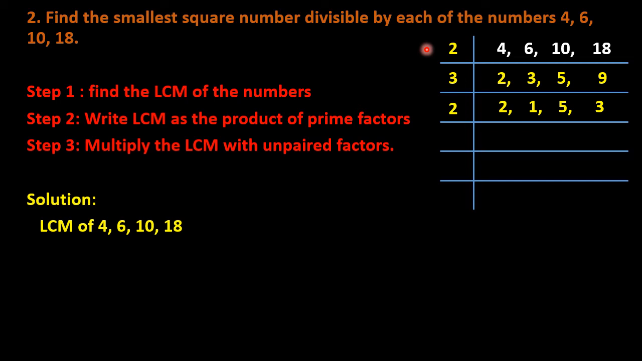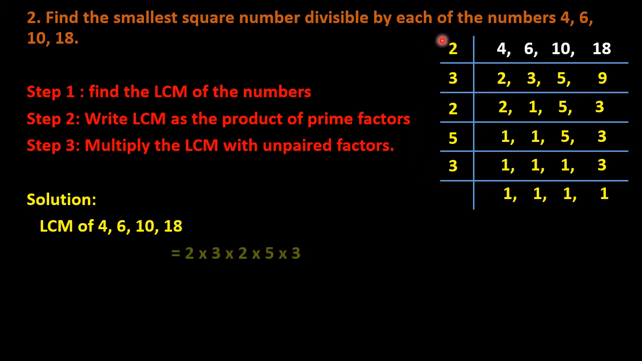And then 2 1s are 2, 1, 5 and 3. And by 5, 1, 1, 1 and 3. And at last with 3, so 3, 1, 1, 1 and 1. So if you multiply these numbers, we get the LCM of the 4 numbers. After multiplying, we get 180. So this 180 is the LCM of the 4 numbers. So we have completed the first step.